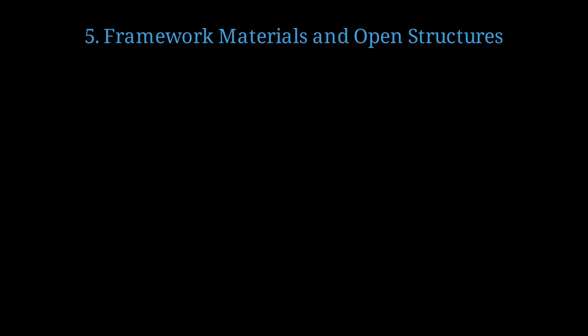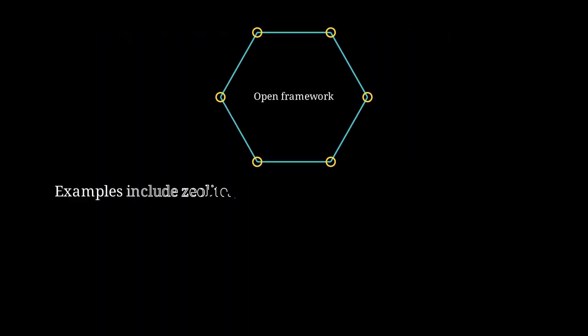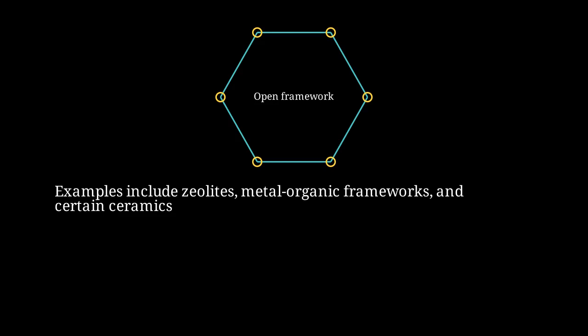NTE is most common in materials with open framework structures. Framework materials have open cage-like structures with lots of empty space. This openness allows for the flexibility needed for negative thermal expansion. Examples include zeolites, which are porous aluminosilicates, metal organic frameworks or MOFs, and certain ceramic materials like zirconium tungstate.